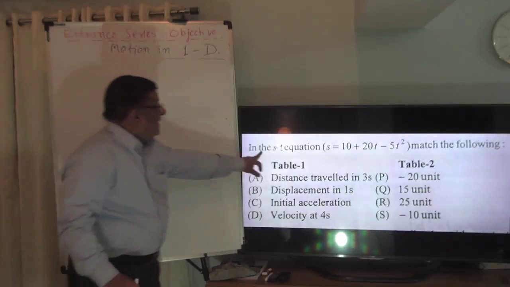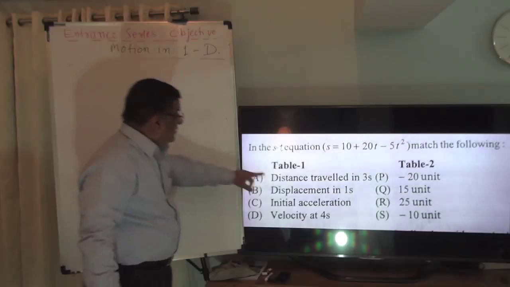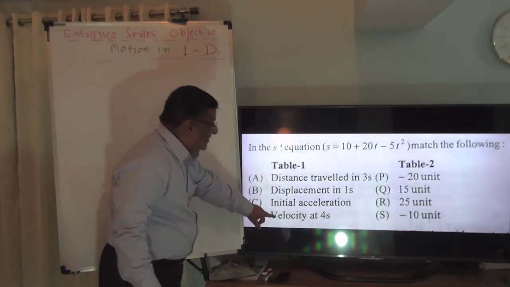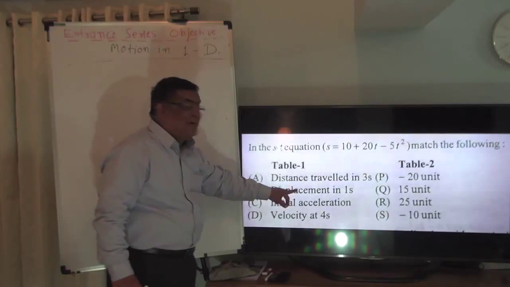Start now. In the ST equation, that is the position equation, match the following: distance, displacement, acceleration, velocity. I see velocity is there, acceleration is there, displacement is there.